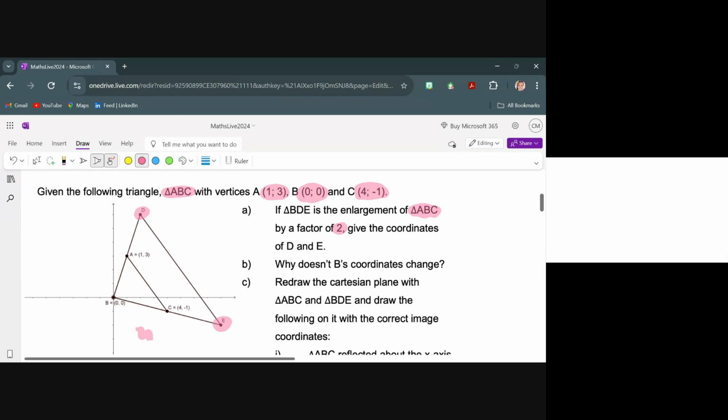All right. Don't forget to do E as well. Good, Antile. That's it. That's correct, Bongumusa. Yes, that means we're going to multiply each of the coordinates by 2 to get the coordinates for D and E.